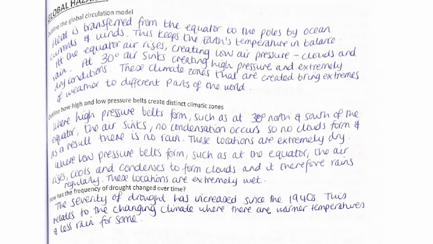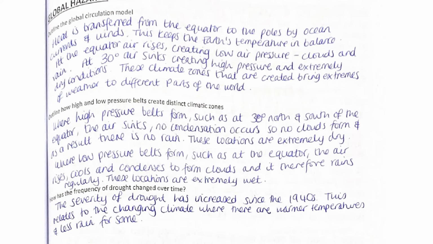These are what's not come up yet. So important to look at is the global circulation model. So this is for your weather hazard. So we need to be able to talk about the fact that heat is transferred from the equator to the poles by the ocean currents and the winds to keep the Earth's temperature in balance.